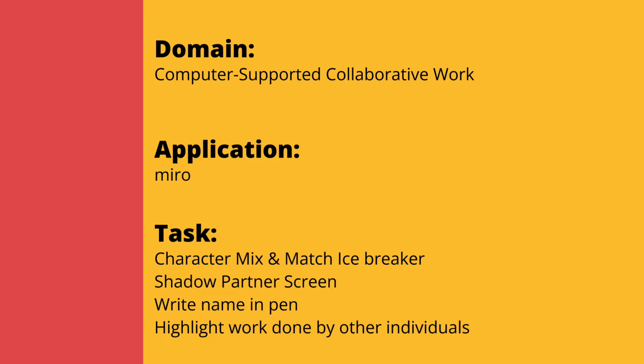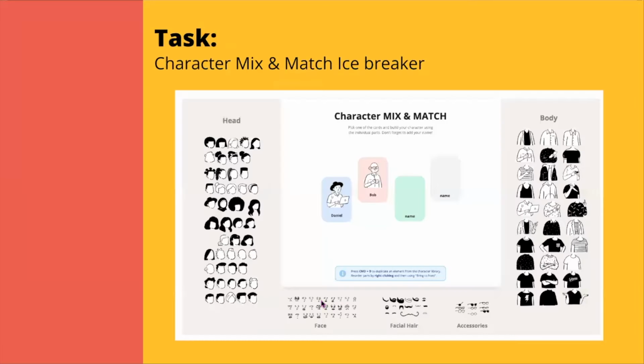What is Miro? Miro is a collaborative working tool that allows users to both be on the app at the same time while editing videos, images, and workflows. And so I'm going to have one main task with 3 supplemental tasks. The main task is character mix and match icebreaker, and the supplemental tasks are the shadow partner screen, writing your name in pen, and highlighting work done by other individuals.